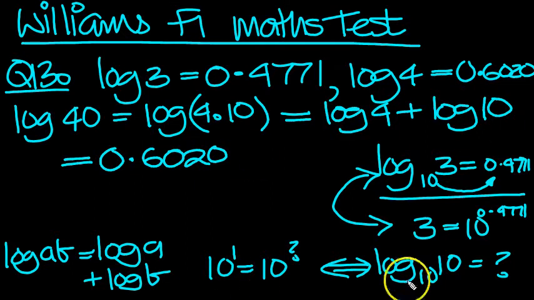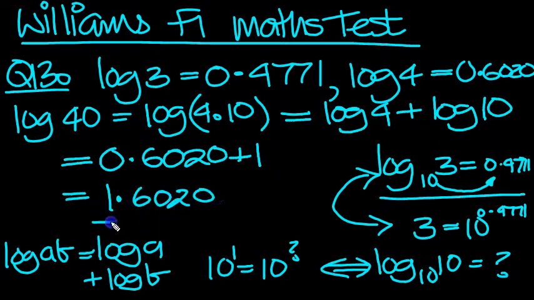And log 10 we know to be the value 1, because we set that down here, didn't we? It's the power you raise 10 to, to get 10, which is 1. So we get the answer 1.6020. So this is what we needed in terms of head knowledge, and this is what we do in practice. This was the curveball because we didn't need this in the question to work out the answer. We didn't need log 3.